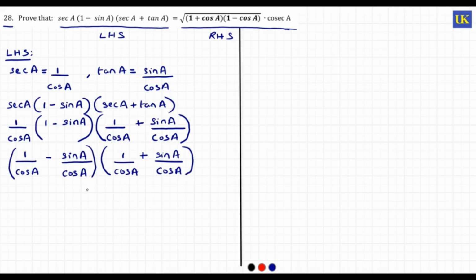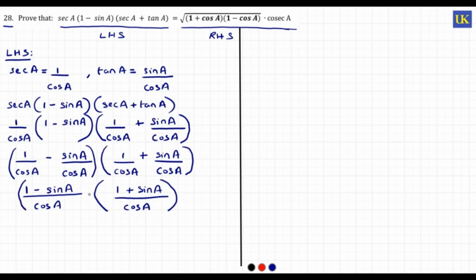Now we will take the LCM for both. So here also cos A, so we will combine and take the LCM here. So 1 minus sin A together over cos A, then here 1 plus sin A upon cos A. Let me put this also in a bracket.